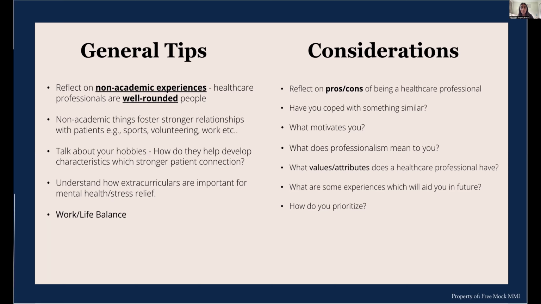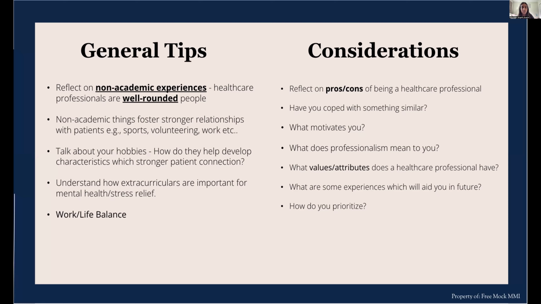So some general tips to work through first is reviewers don't want to only hear about your academic achievements or grades because they know you do well academically, which is probably how you've gotten an MMI interview in the first place. But what they want to hear about instead is how you're a well-rounded person. So that could be things like extracurriculars and hobbies that you have. By explaining your extracurriculars, you can show how they help you to foster better relationships with those around you, and then how that can relate to future relationships with and interactions with your patients.